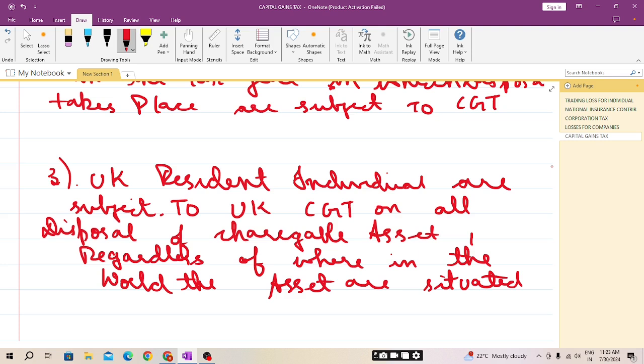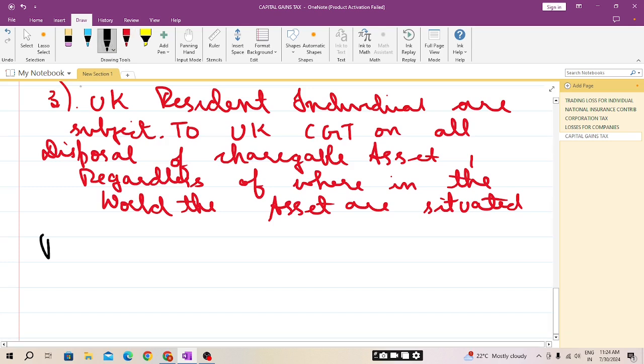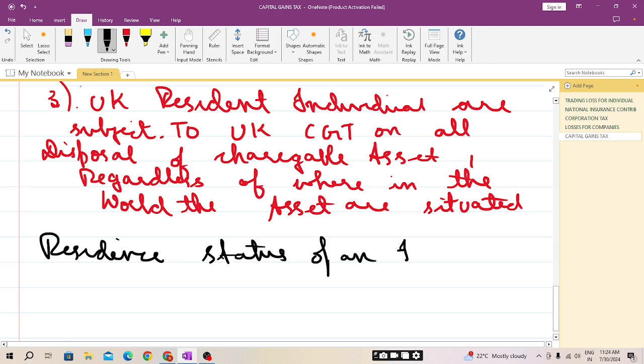And students, how will we determine whether a person is a UK resident? We have already covered this in chapter number 2. So the residence status of an individual. We will be mentioning a point here, students.